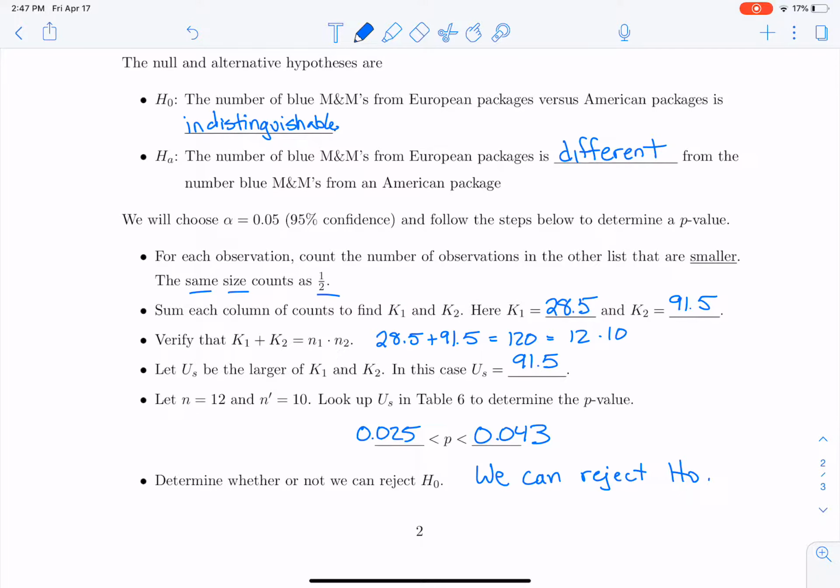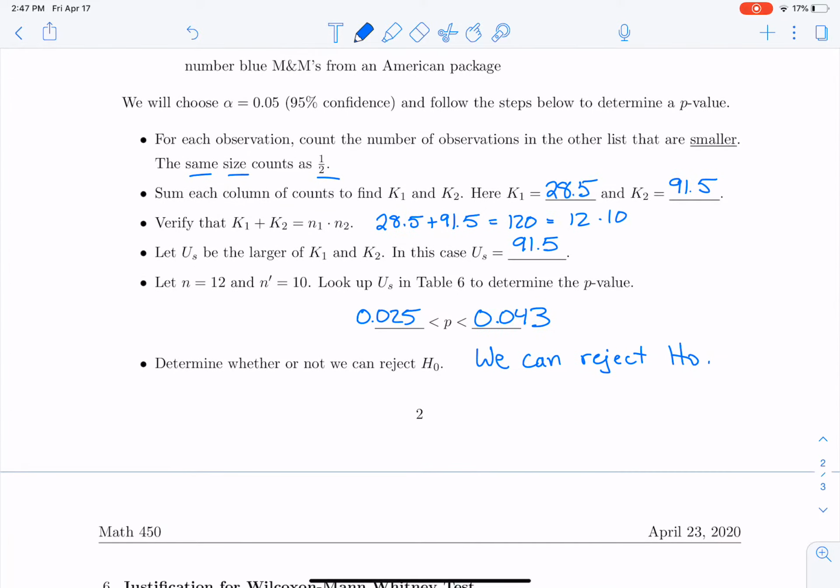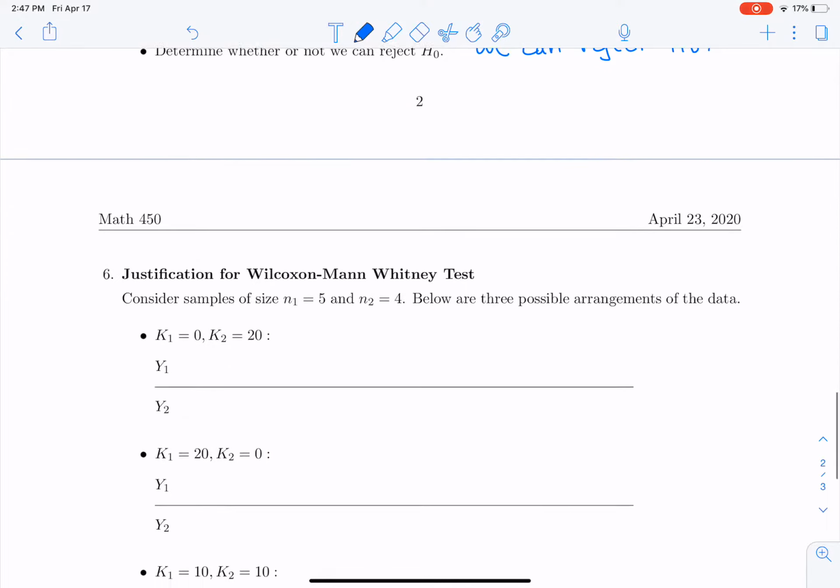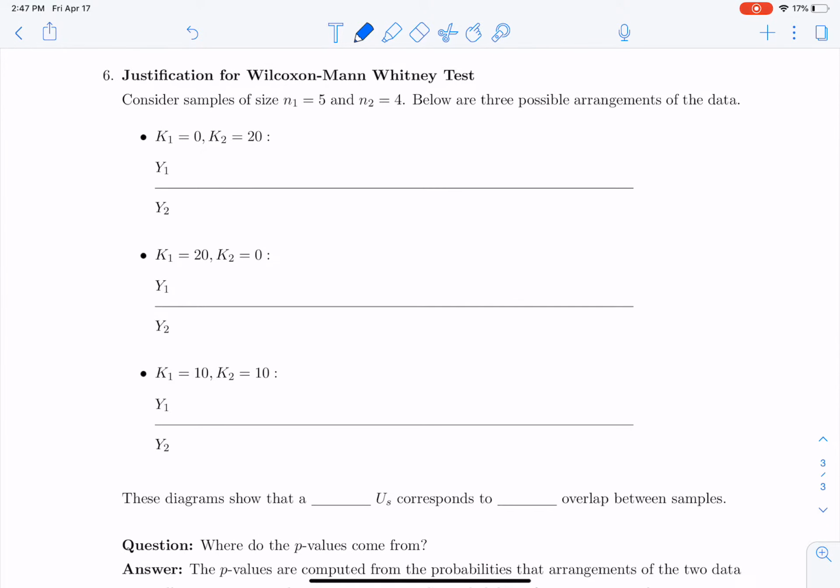You can think about what kind of test you could do with a package of M&Ms to determine if the distribution is not equal amongst the colors. Okay, so let's look into why this p-value is what it is, and why the Wilcoxon, Mann, Whitney test, the procedure that we just went through, makes sense.